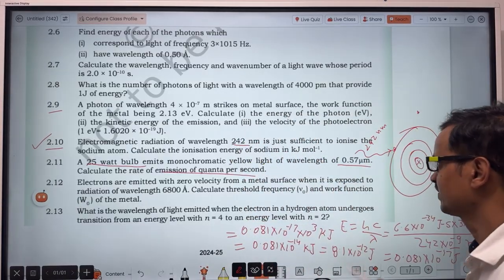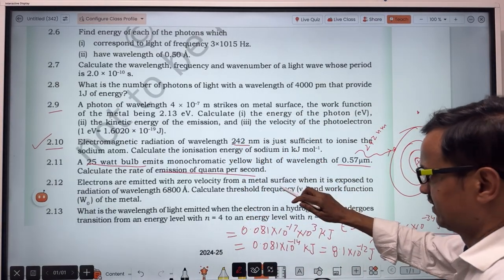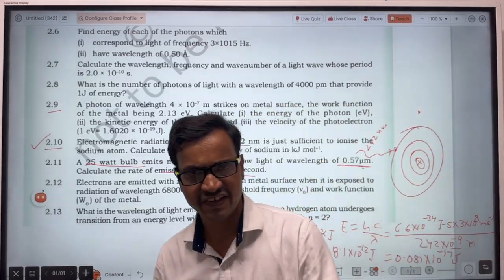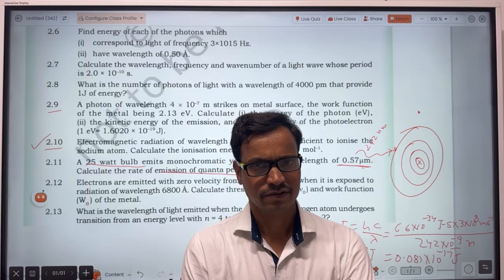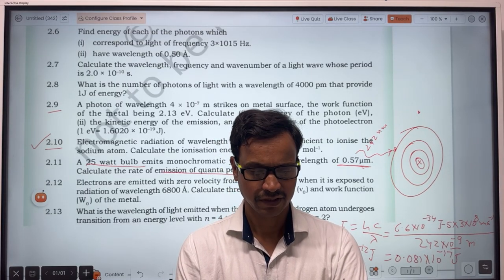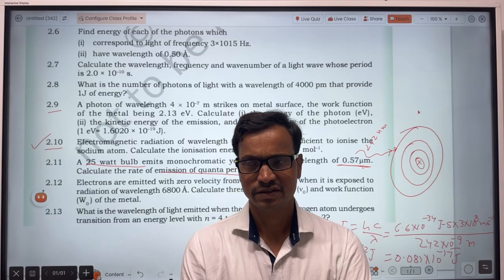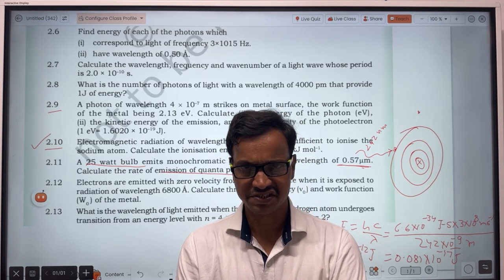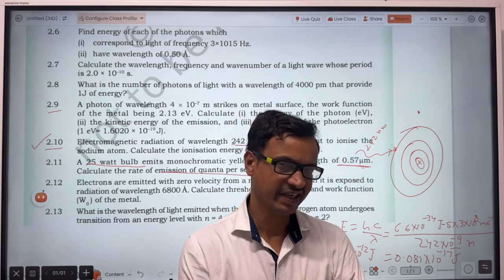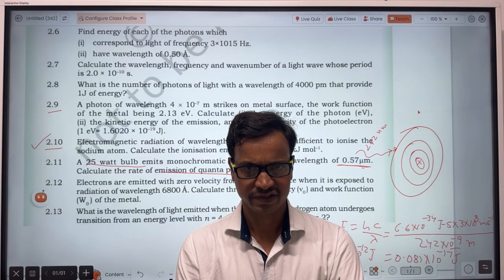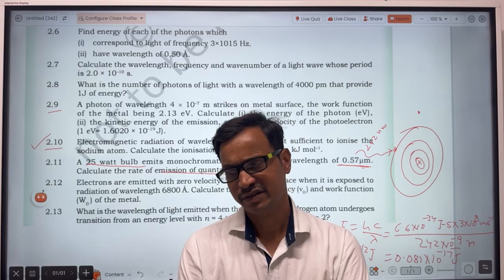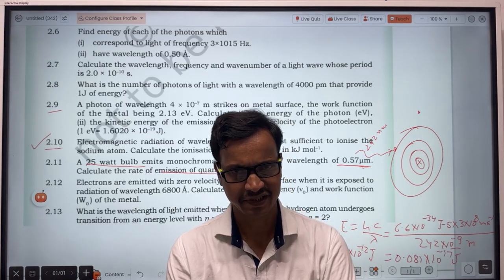Now the wavelength of the light has also been given, so you can find out the energy of one photon from that. The energy is emitted from the bulb in the form of radiation only, so photons are released from the bulb, and in 1 second the total energy released is 25 joule. So the total number of photons will be the total energy emitted divided by the energy of one photon. Simple. Let's see.